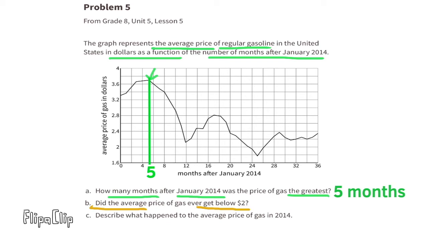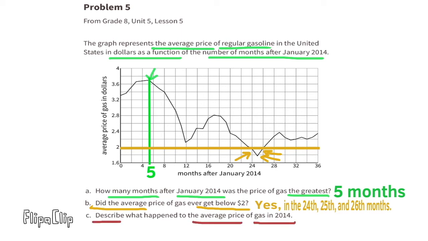B. Did the average price of gas ever get below $2? This horizontal line represents $2, and as you can see, there was one time when gas went below $2, so the answer is yes. During the 24th, 25th, and 26th months after January 2014, the gas price dipped below $2.